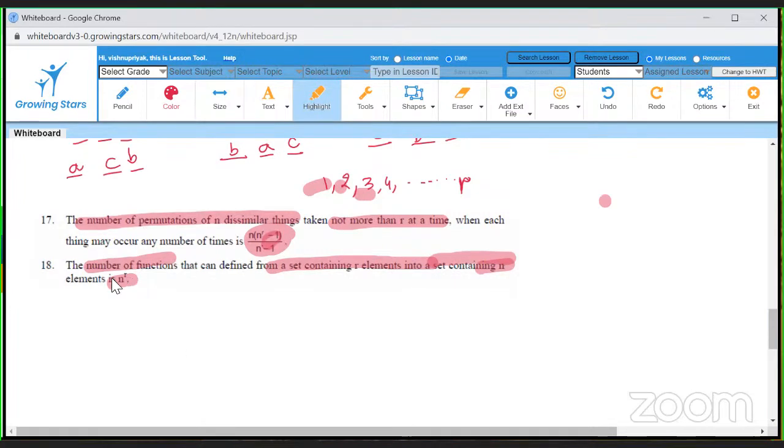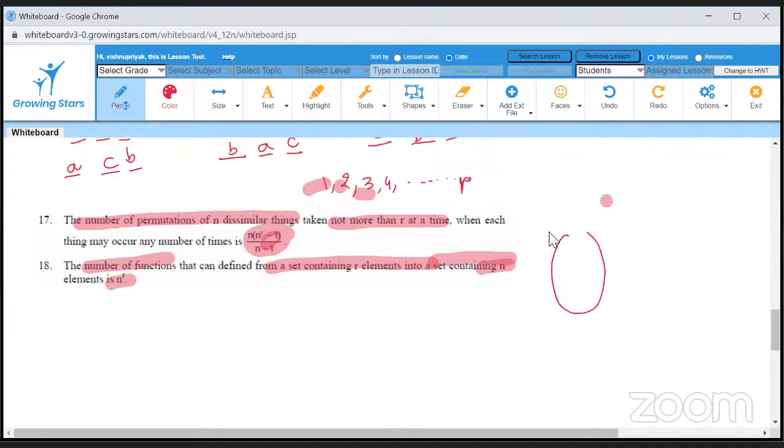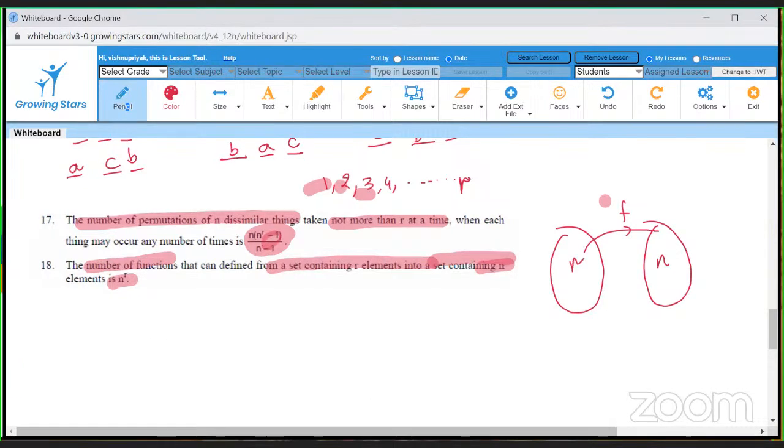So here we are talking about the number of functions you are making. There is a set in which r elements are there, and another set in which n elements are there. You are making a function, which you can make in n power r ways. Let's go to the next set of formulas.